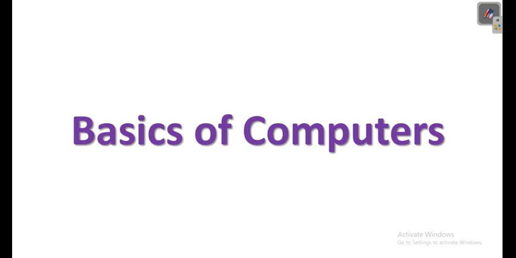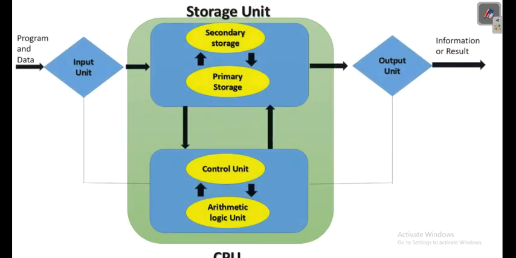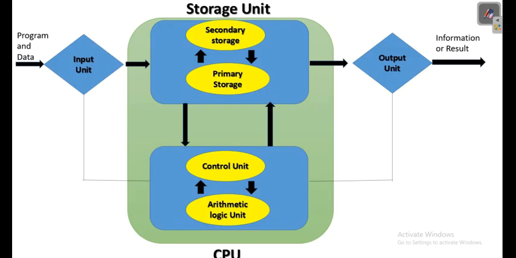Basics of computers. The primary parts of a computer consist of the input unit, central processing unit, and output unit. The central processing unit consists of 4 parts: secondary storage, primary storage, control unit, and arithmetic and logic unit.